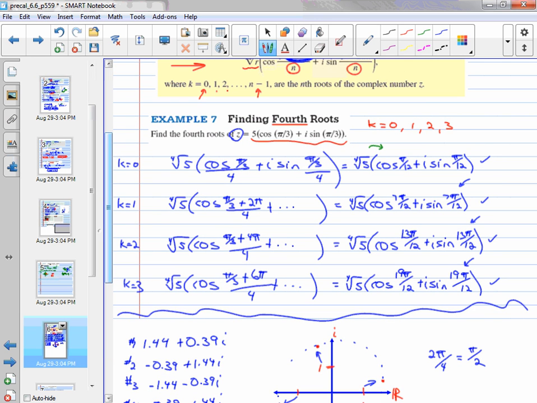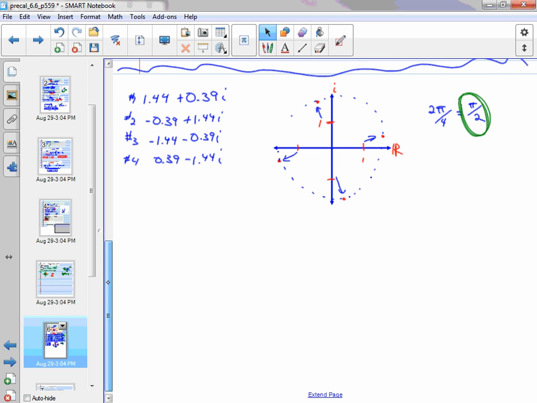Now, if I find my first one, where k is 0, so I'm not adding anything to my angle, I'm just dividing my angle pi over 3 by 4, which gave me pi over 12. That is my starting point that I then can just add a half a pi to, and I should generate all the others. Now, in terms of 12ths, a half a pi would be 6 pi over 12. So if I take 1/12 plus 6/12, I get 7/12. If I take 7/12 plus 6/12, I get 13/12. 13/12 plus 6/12, 19/12. There it is. Quickly generating all the other angles, because the solutions will always be evenly distributed about a circle.